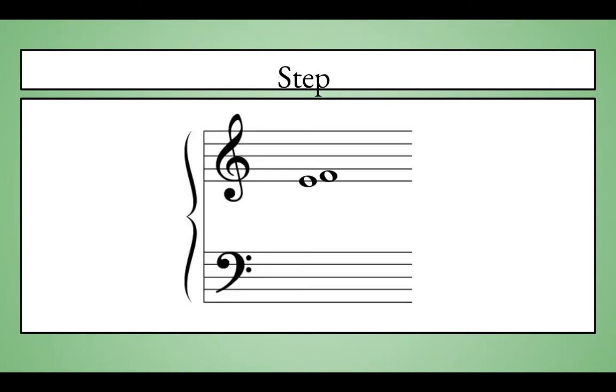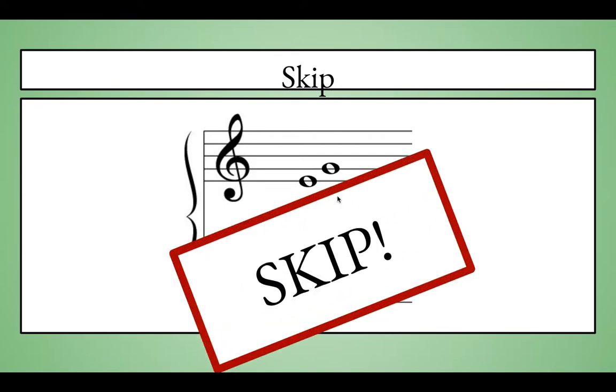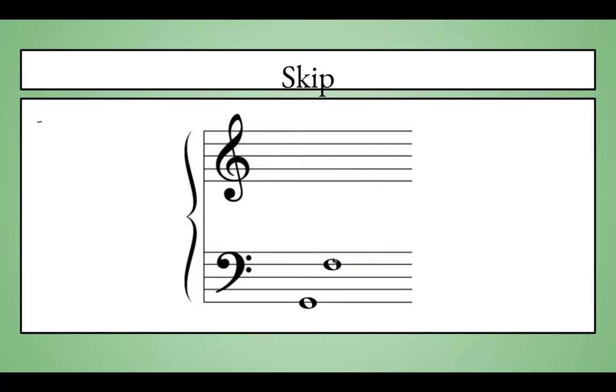For example, this is a step, and you know that because they're not skipping any notes in between this note to this note. So again, it's a step. This is a skip because as you can see, we are skipping this space note in between these two line notes. That makes it a skip. This distance is also a skip because we're skipping all these notes in between, this note to this note. Skip.